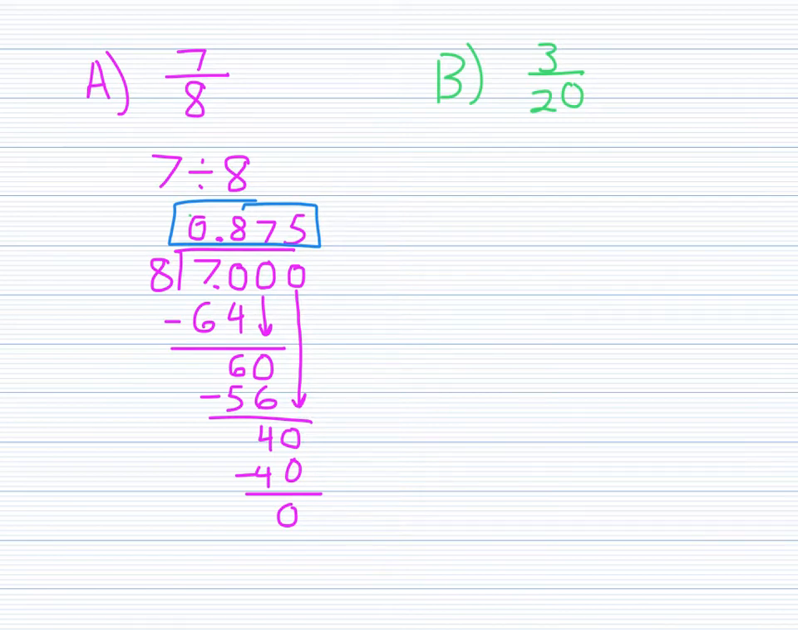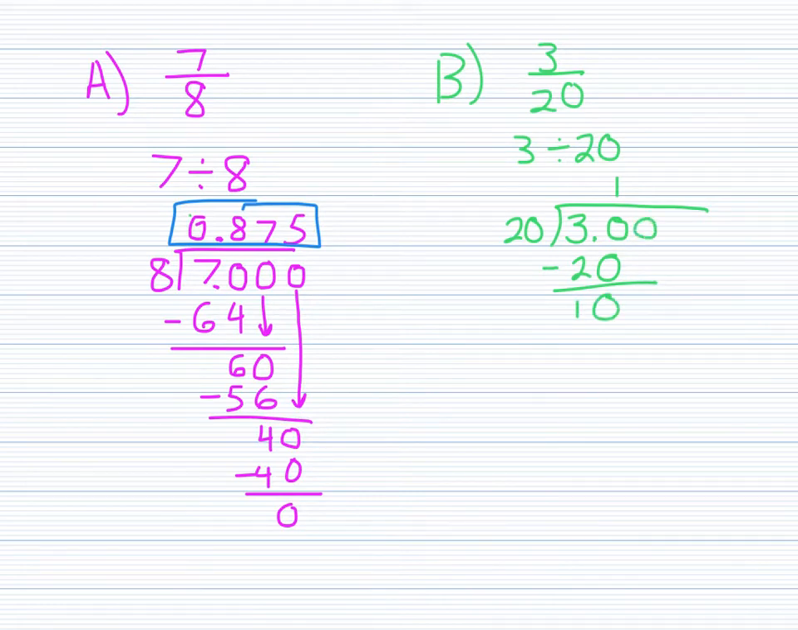We got 3 over 20, which is the same as 3 divided by 20. So I have 3 on the inside of my long division, and I have 20 on the outside. Now how many times does 20 go into 3? Not once. So we're going to have to put a decimal point and add a 0. So now we can think of this as 30. 20 goes into 30 one time. 1 times 20 is 20. We subtract, and that gives us 10. So I need another number to bring down here. And now I have 100. How many times does 20 go into 100?